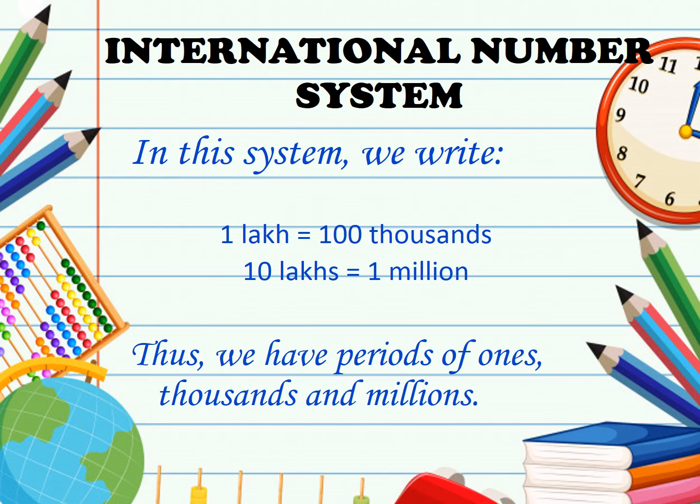International number system. This system is followed by a large number of countries in the world. In this system, we read 1 lakh as 100,000, and 10 lakhs is equal to 1 million. Thus, we have periods of ones, thousands and millions.